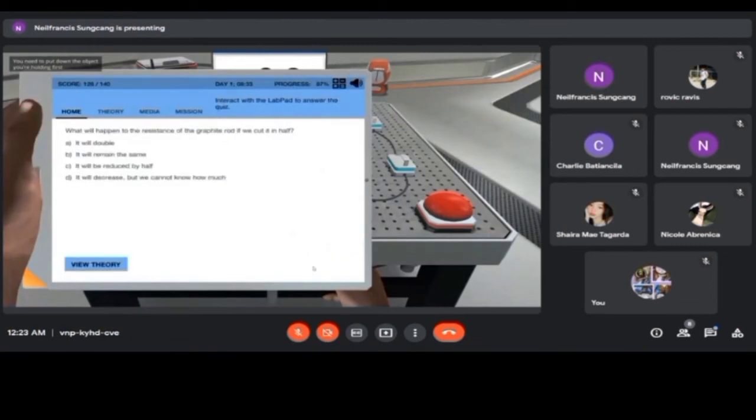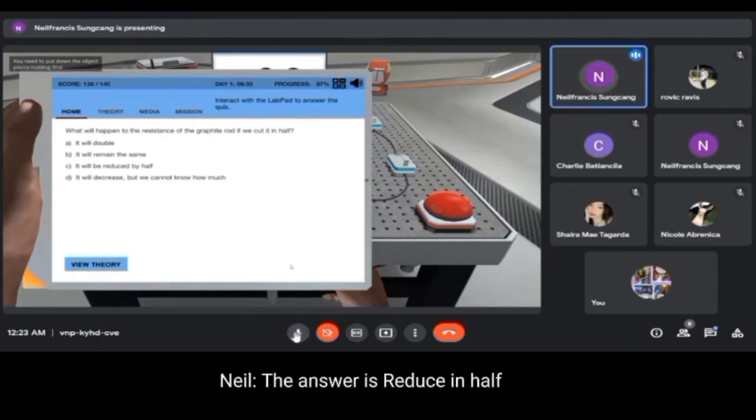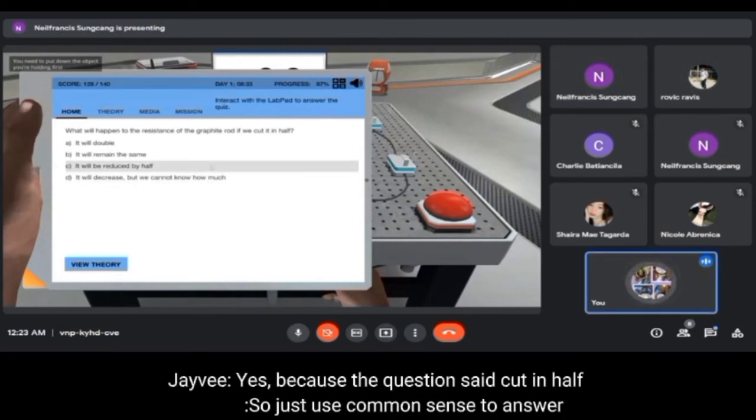What will happen to the resistance of the graphite rod if we cut it in half? Ano to? Reduce in half to, no? Reduce kasi ka. Kasi hinati, hinati eh. Common sense naman siguro, no?